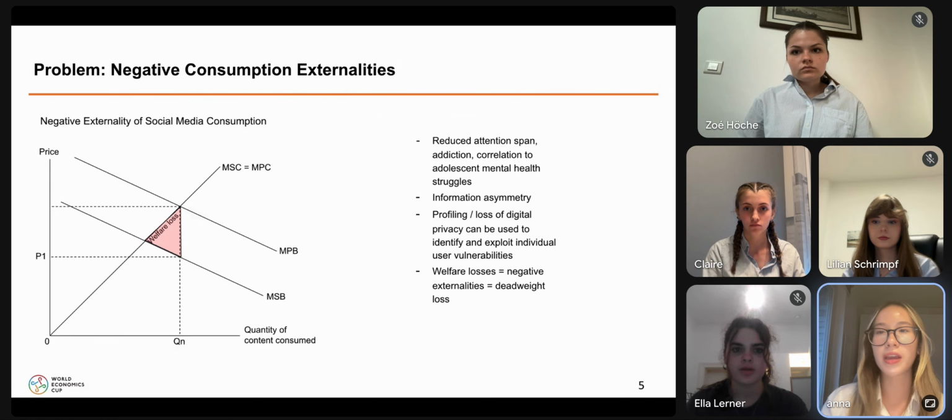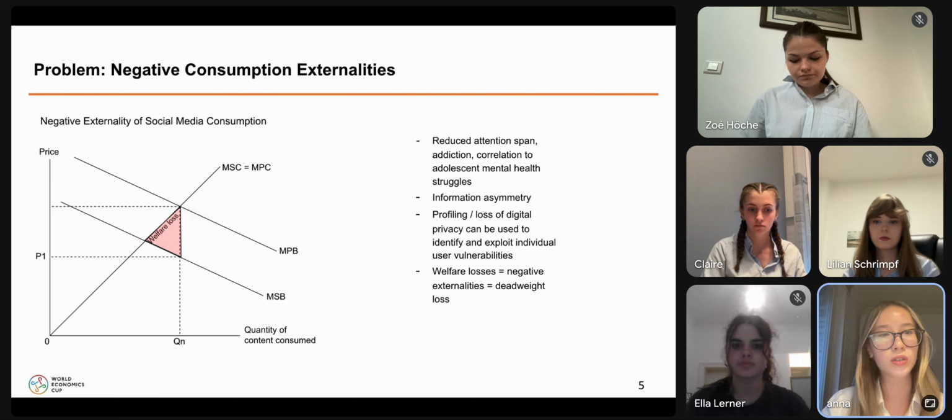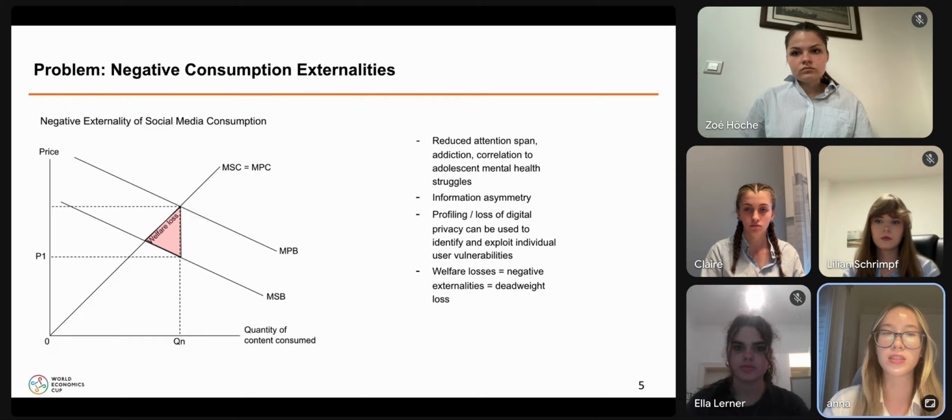So the problem we're looking at is the negative consumption externalities that come from social media consumption. The harms we're trying to solve are reduced attention span, addiction, and correlation to adolescent mental health struggles, which can include depression and anxiety, which weaken the future labor force. This is a welfare loss. And this could then lead to less productive workers and reduced economic output. It's also hard to regulate because social media use affects every user differently.